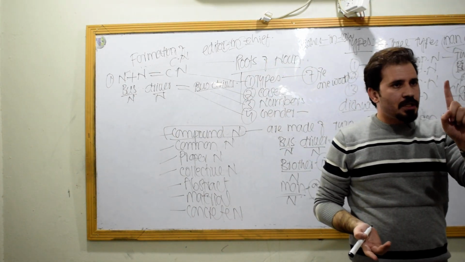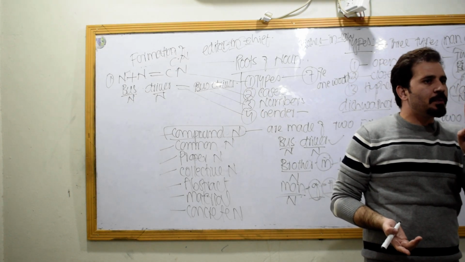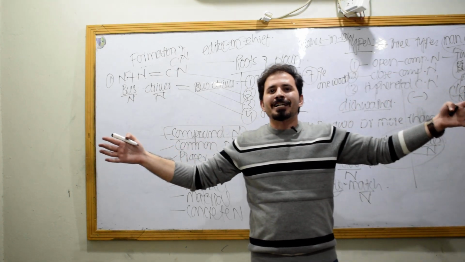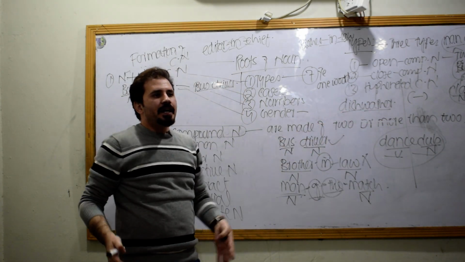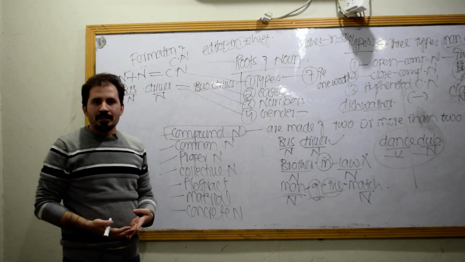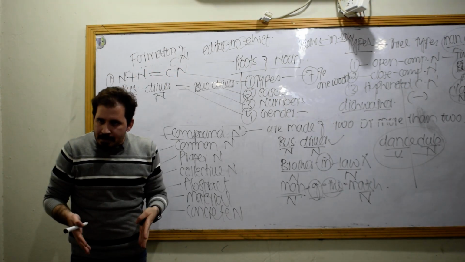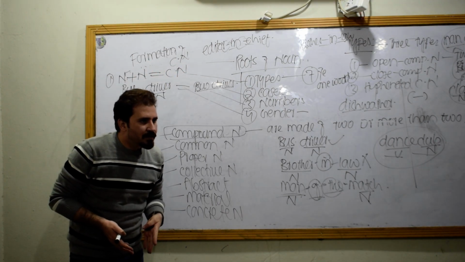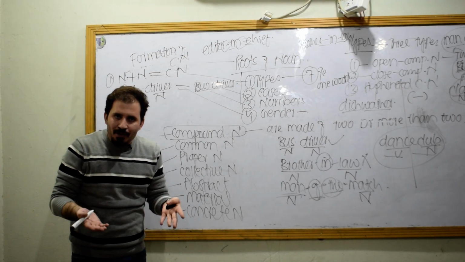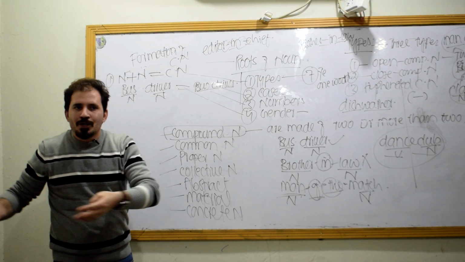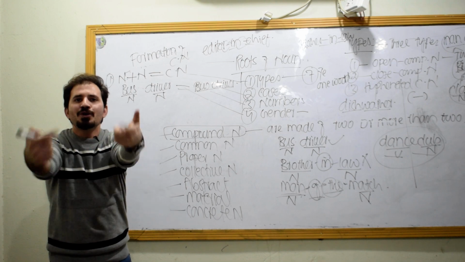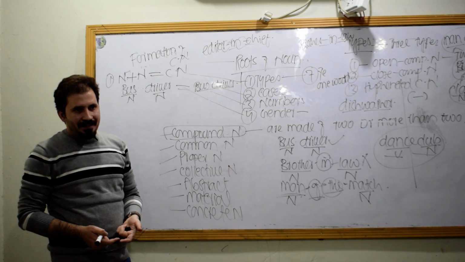Clear? The very first formation for you people is that when two nouns come together, you put them together and it makes a single noun, that is called a compound noun. And that formation is noun plus noun. For example, if I say class and I say teacher, what is class? It's a noun. What is teacher? It's a noun. So two nouns come together, it makes one new noun, and that is called what? Class teacher. Is it clear?